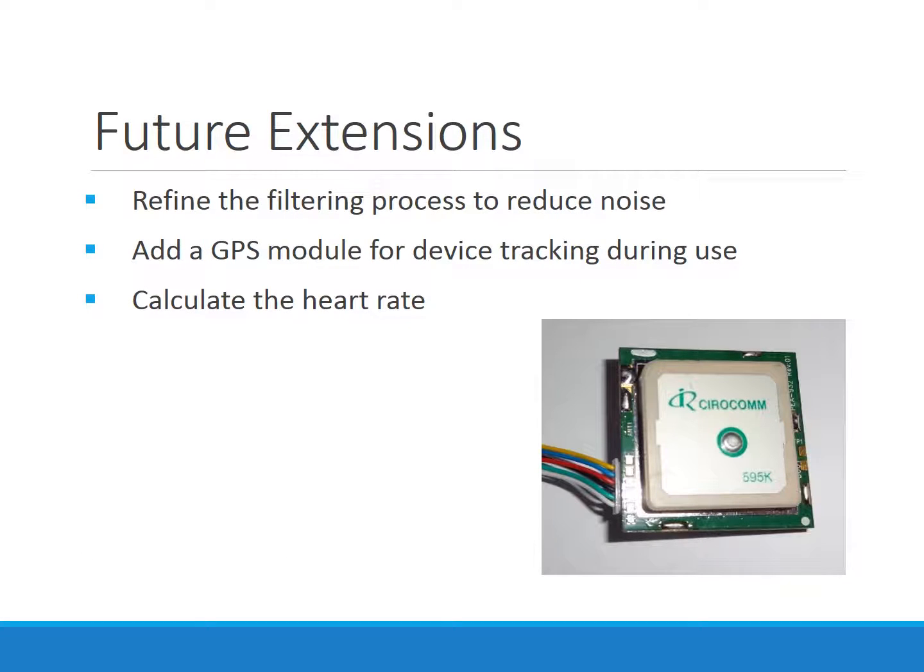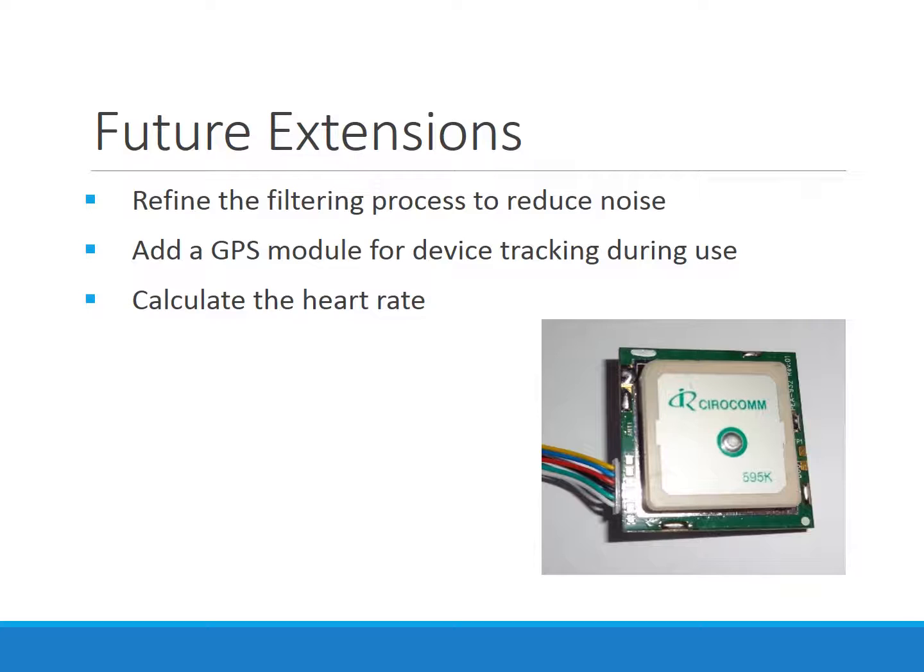There are some future extensions that I'm planning to make. I'd like to refine the filtering process to reduce the noise. This will give a clearer output for the users. I'd also like to add a GPS module for device tracking during use. This will allow the user to track any outdoor runs or workouts that they use this device during.